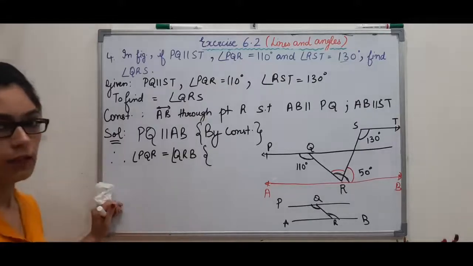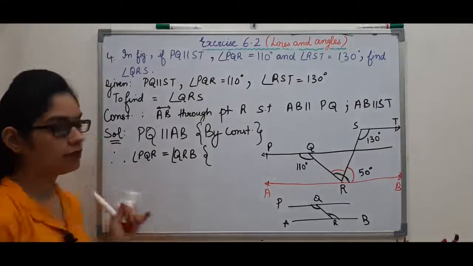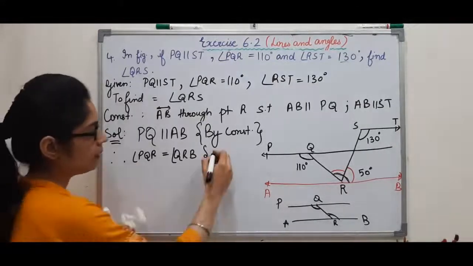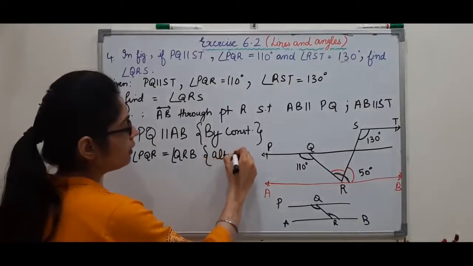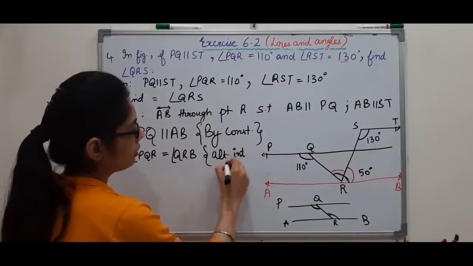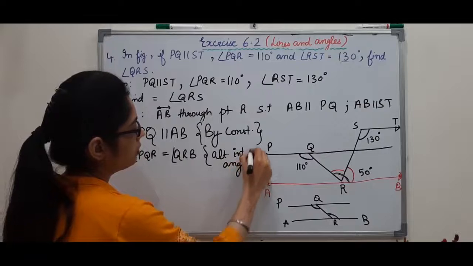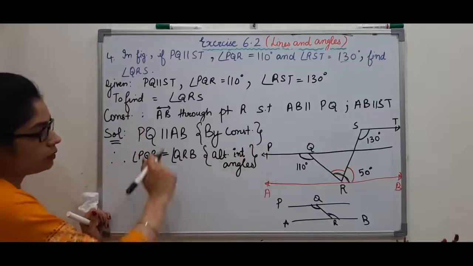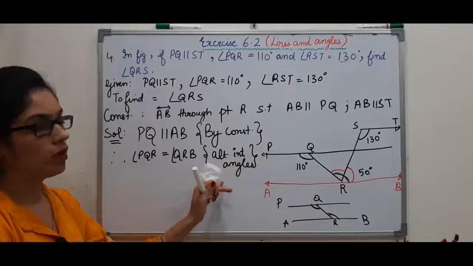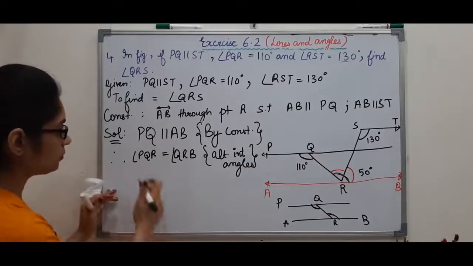Why these angles are equal? Because these two angles are making a pair of alternate interior angles, and alternate interior angles are equal to each other. So we can mention the reason. Angle PQR is equal to QRB because of alternate interior angles.